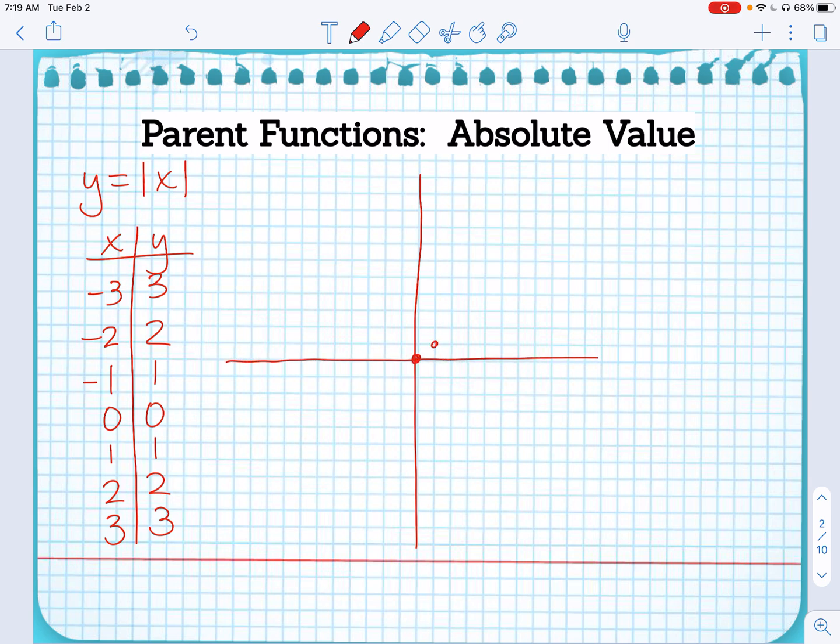You say 0, 0, 1, 1, 2, 2, 3, 3. And that's the parent function for absolute value. Just like we did last week, nothing new there.